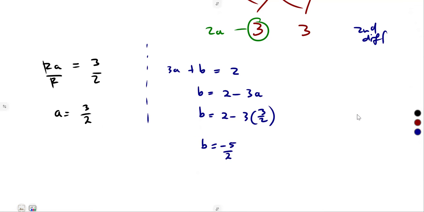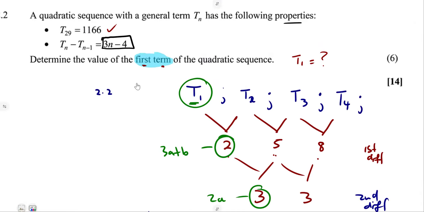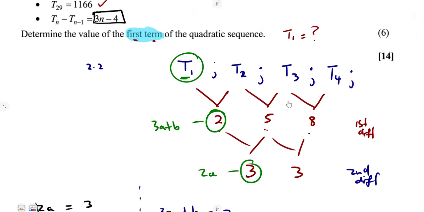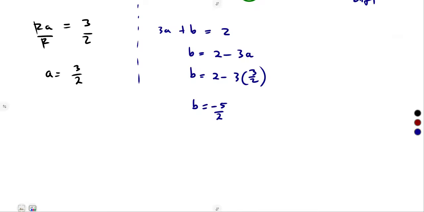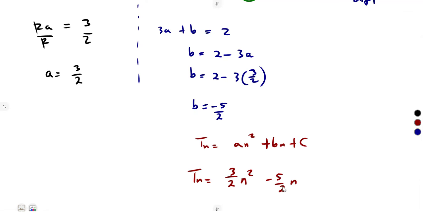Just like that. Since we cannot determine the value of c because we do not have T1, it is the one that we must calculate. Let's just substitute back to how it was supposed to look. Remember our quadratic, Tn is equal to an squared plus bn plus c. So substituting this, it is 3 over 2n squared, our b negative 5 over 2n, plus c, where we do not have the value of c.